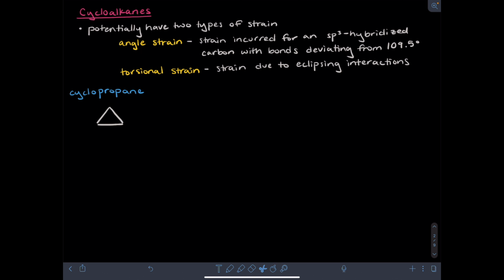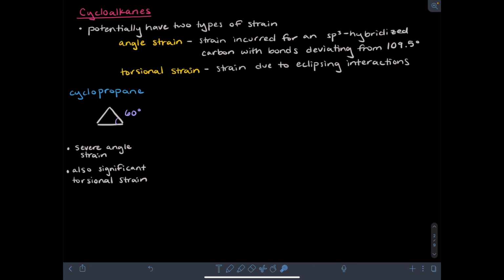Our smallest ring that we can have is cyclopropane. This is a ring with 3 carbons in it. Cyclopropane has severe angle strain. To be in a 3-membered ring, the bond angle for each carbon is 60 degrees compared to the preferred 109.5 degrees. So a huge difference between the actual and preferred bond angle.